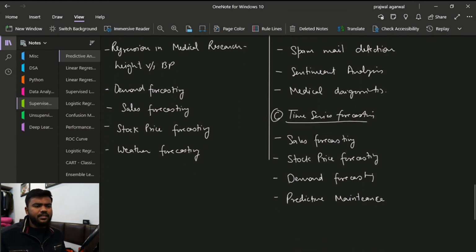And time series forecasting is for all types of forecasting, like stock market, demand, if there is going to be demand in the future, and what are going to be the sales, all that kind of data. Now we are done with our predictive analysis, and from the next video we'll start with linear regression.